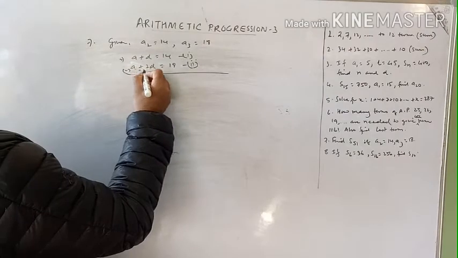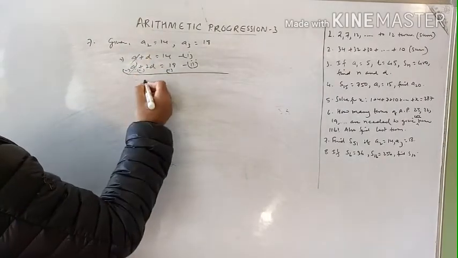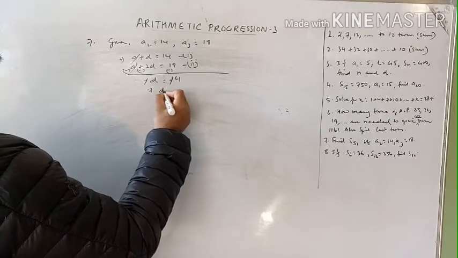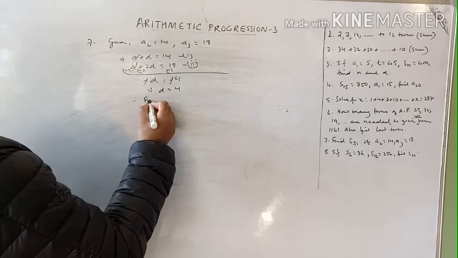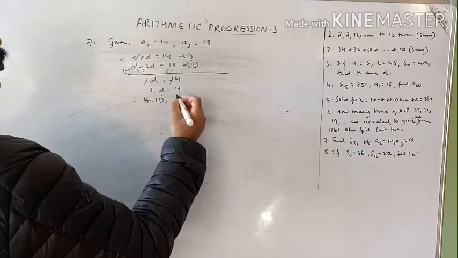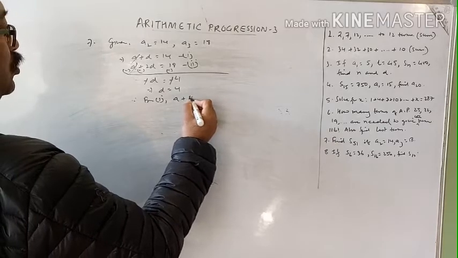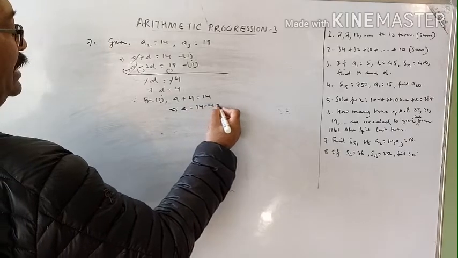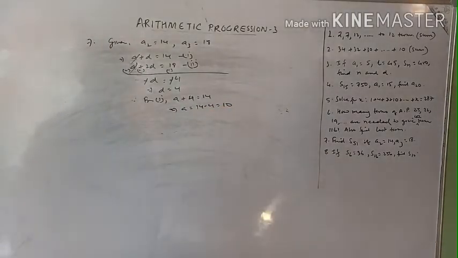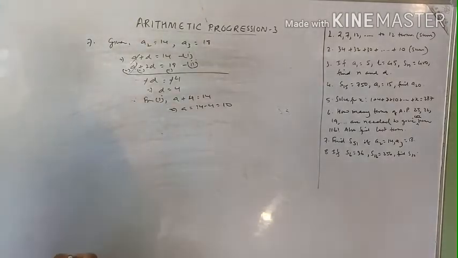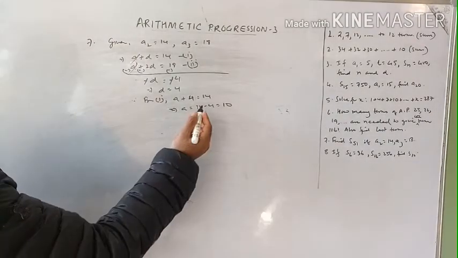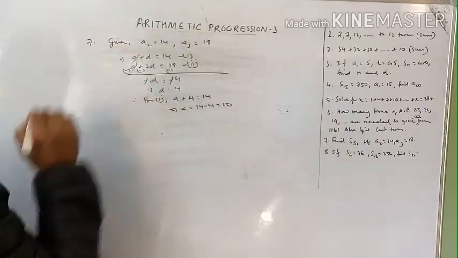If you change the sign here, a will get cancelled. So minus d is equal to minus 4. This implies d is equal to 4. Therefore from 1, a plus d is 14. That means a plus 4 equal to 14, which implies a equal to 14 minus 4, that is 10. So the first term is 10 and the common difference is 4. So we have the first term is 10, the second term is 14, and the third term is 18.